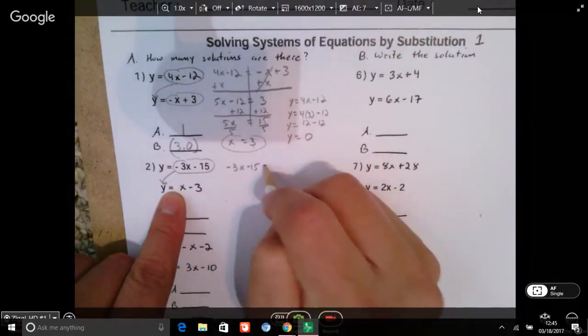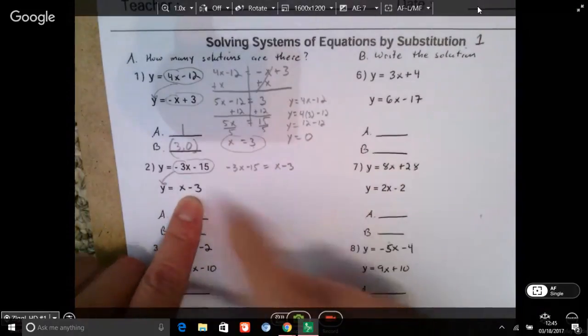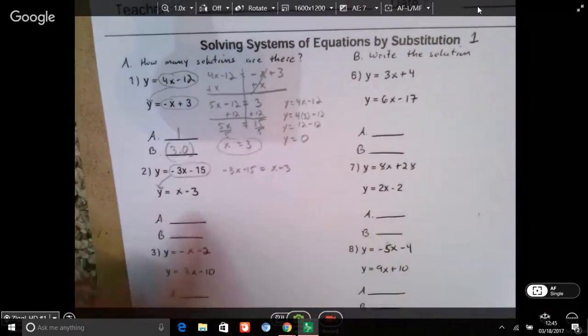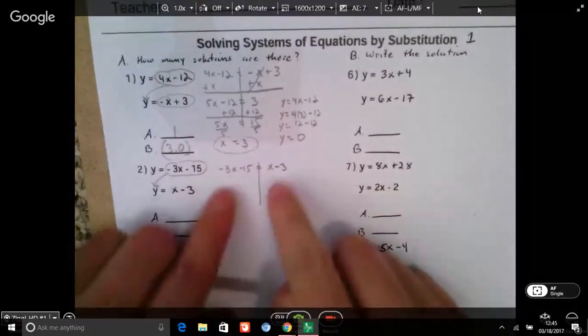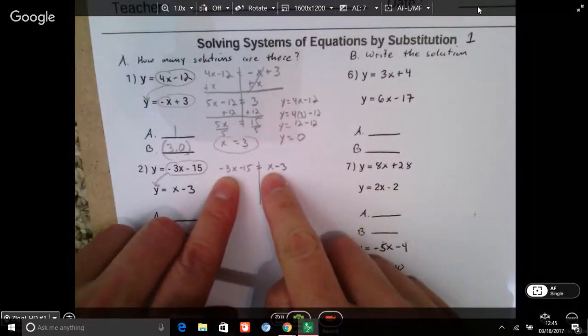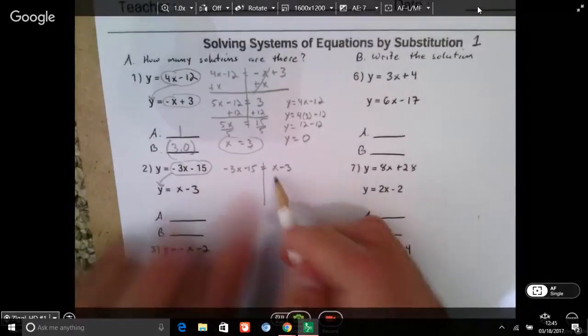Then comes my equal sign. Then I have the x minus 3. So essentially, I'm setting these two things equal to each other. Okay, so there is my equal sign. I have x's on both sides of the equal sign. So I just want it so that I see just one, because right now I see two.